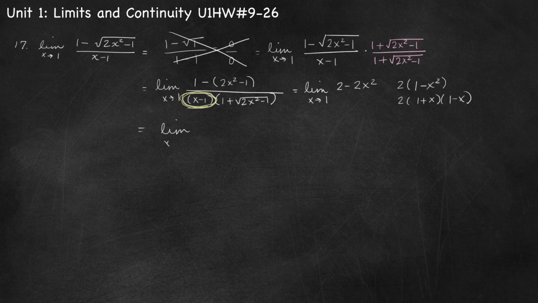So we have limit as x approaches 1. And when I simplify and refactor the numerator, I get 2 times 1 plus x times 1 minus x over x minus 1 times 1 plus the square root of 2x squared minus 1. And I can, in fact, now cancel out the removable discontinuity. If I factor negative 1 from 1 minus x, I get negative x minus 1, and then those two cancel out.